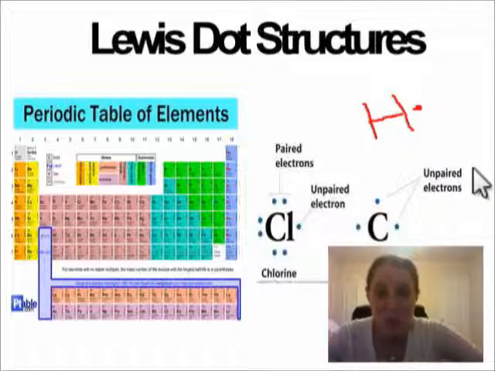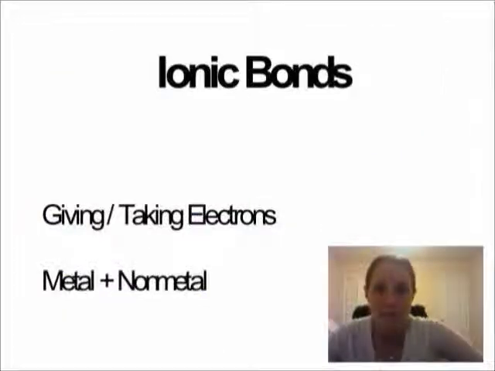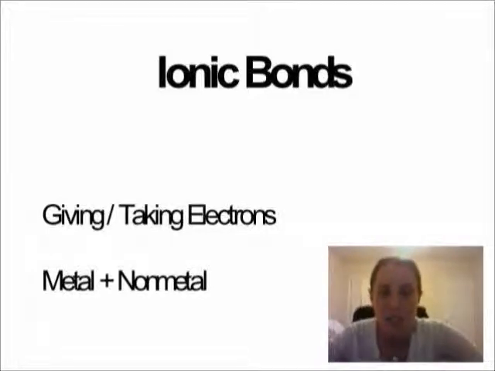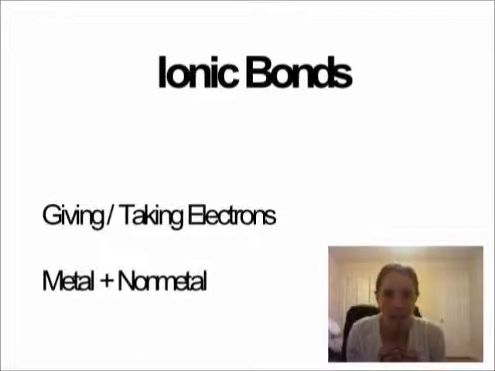So these structures are going to really help us show how these atoms bond with one another. It turns out that there are 2 types of chemical bonds. The first is something called ionic bonds. Ionic bonds involve one atom giving its electrons and the other one taking it from that atom. And these bonds tend to form between metals and nonmetals.